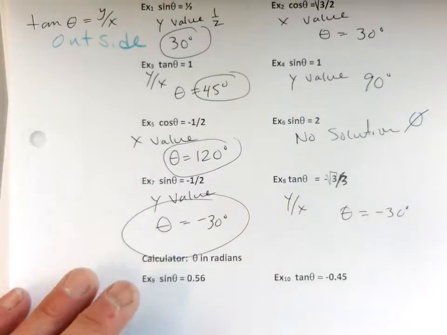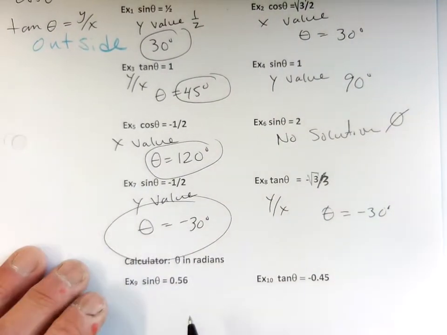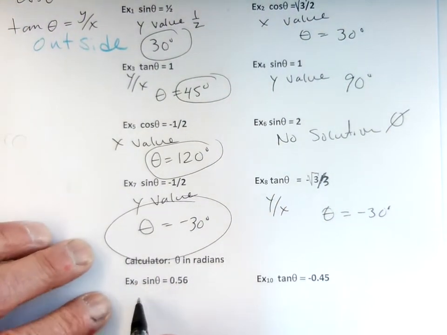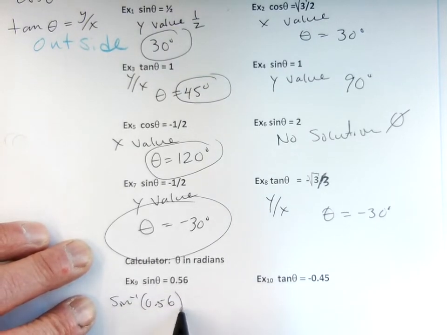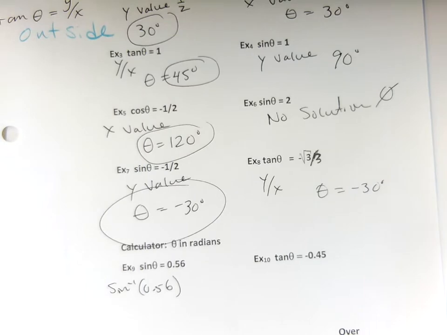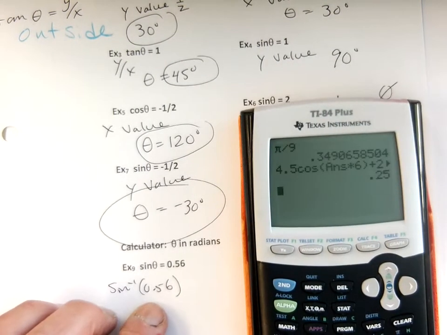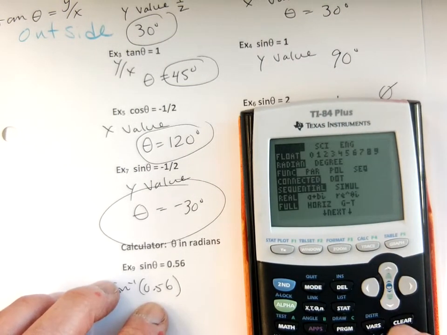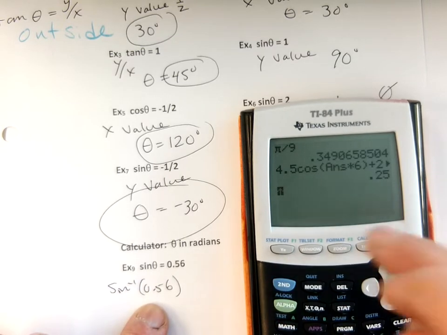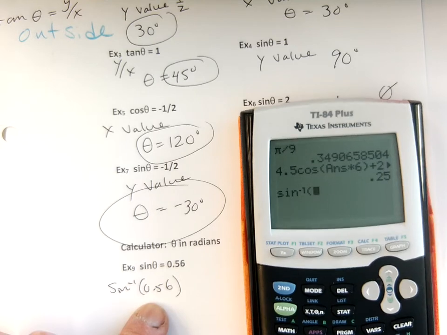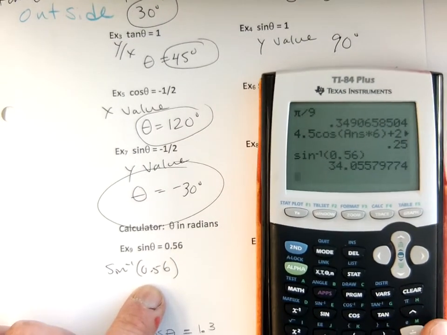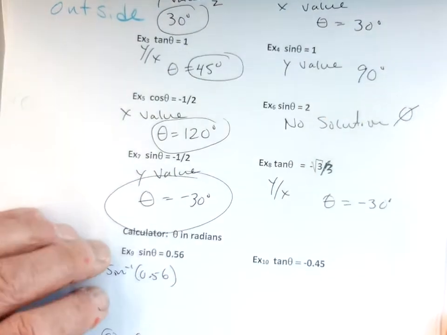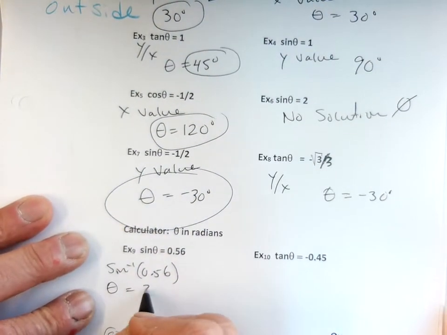Okay. Now, normally, if we want to find an angle, we'd go sine inverse of 0.56, right? And we'd get an angle. I'll show you real quick. Okay, if I do that, sine inverse of 0.56, I get about a 34 degree angle. Okay, does that make sense? So I get theta equals about 34 degrees.